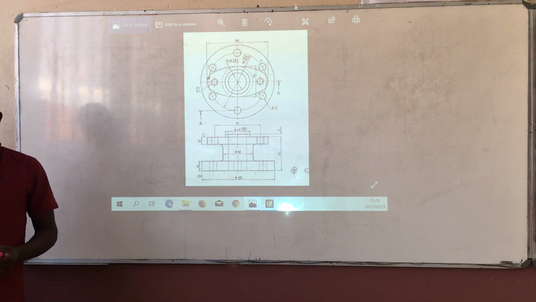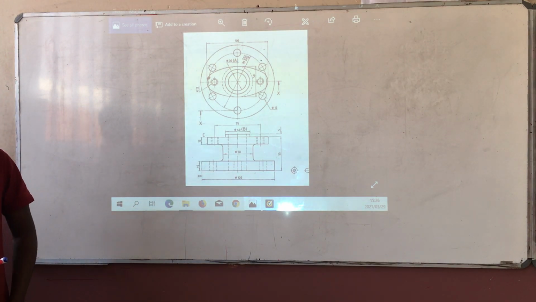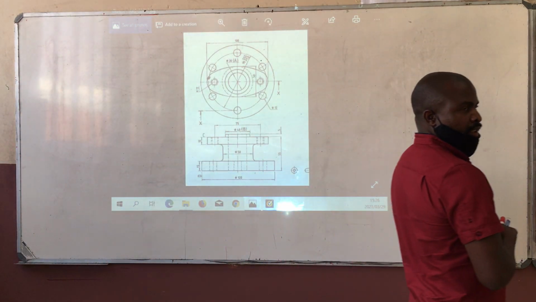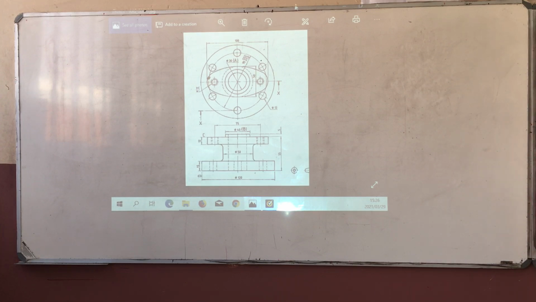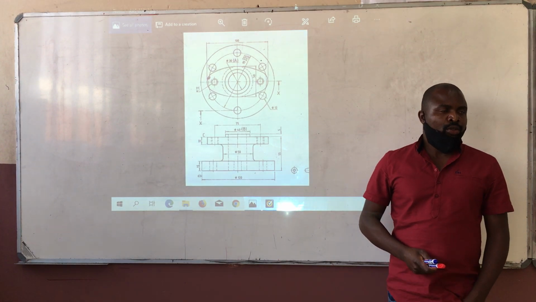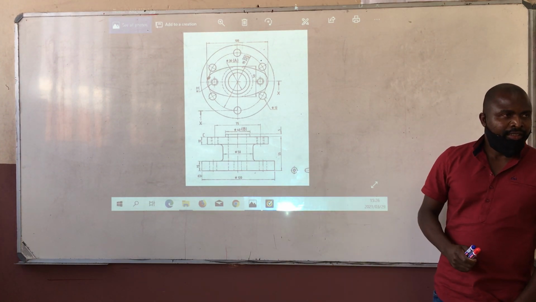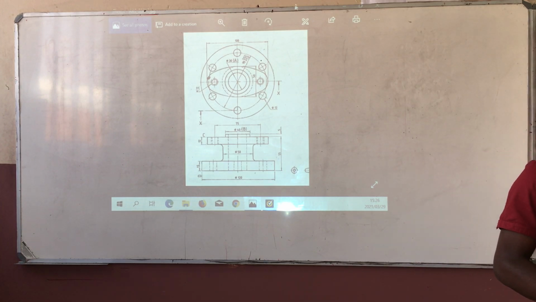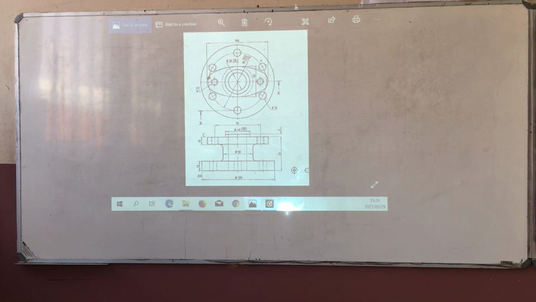Guys, let's carry on. This drawing is from your textbook, and it is given in which angle? Third angle, yes. So given in third angle, which view will this one be? Top. And this one? Front. So which view is missing? The right view is missing. So now we are going to project a missing view.